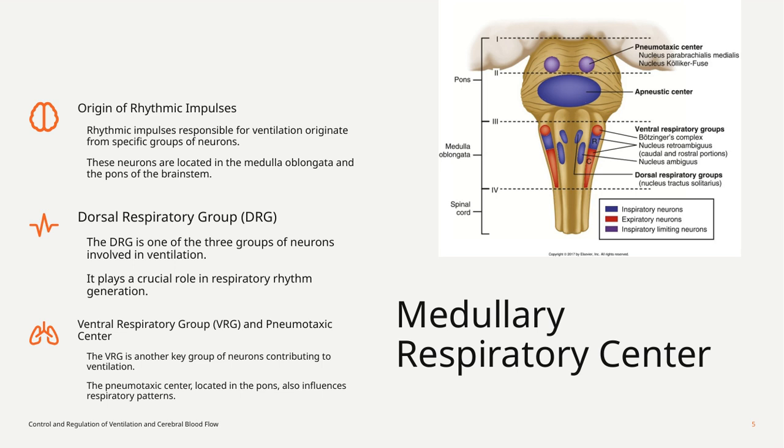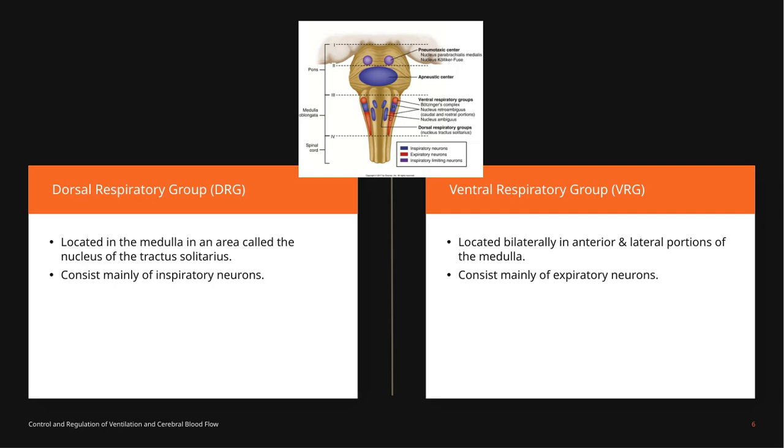All these groups work together seamlessly to regulate our ventilation, which is vital for maintaining proper cerebral blood flow and overall homeostasis. Their coordination ensures that our brain and body receive just the right amount of oxygen and that carbon dioxide levels stay balanced. Let's take a closer look at how ventilation and cerebral blood flow are controlled and regulated.